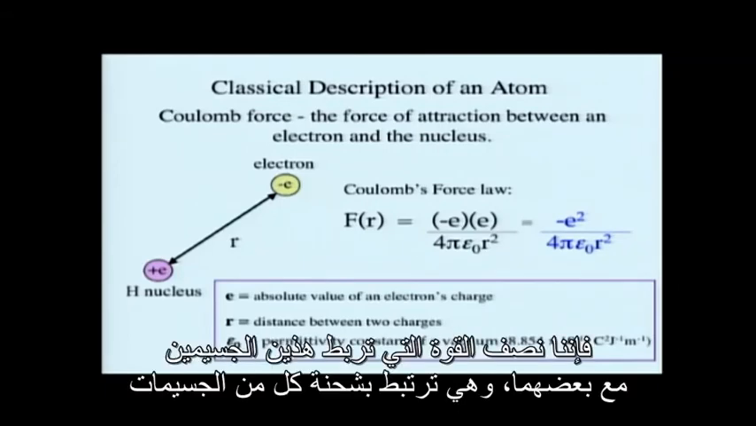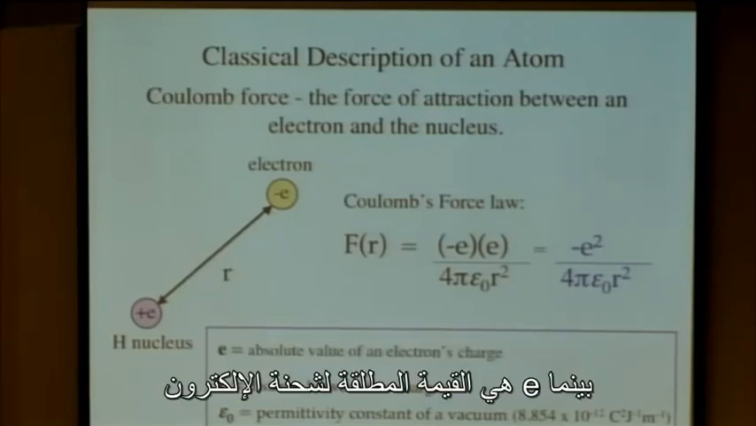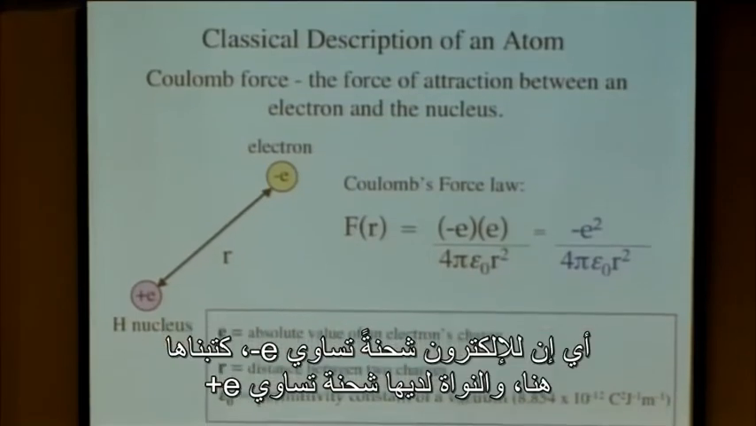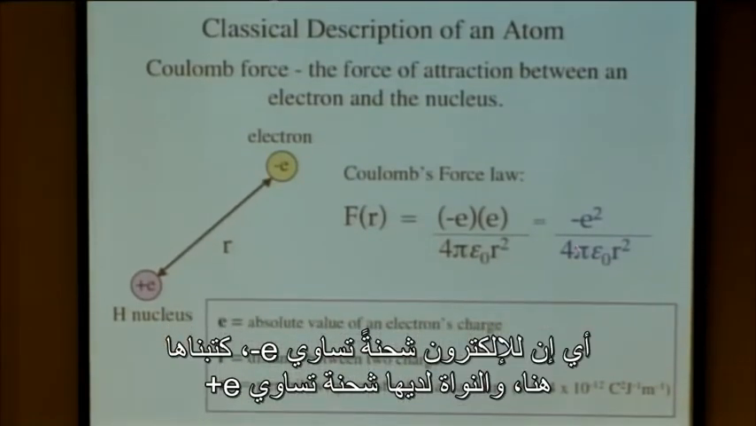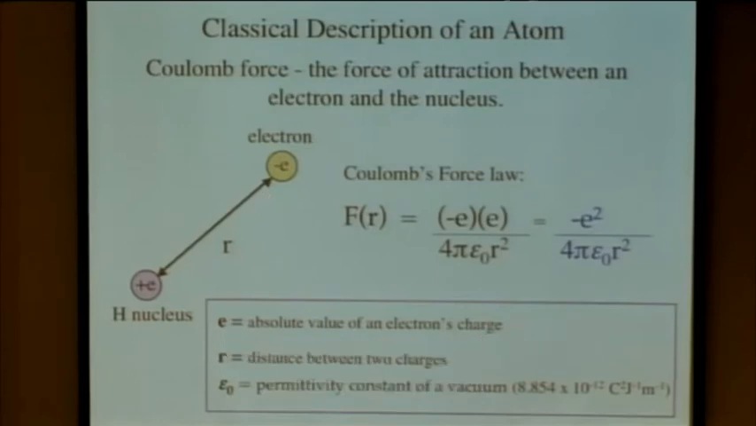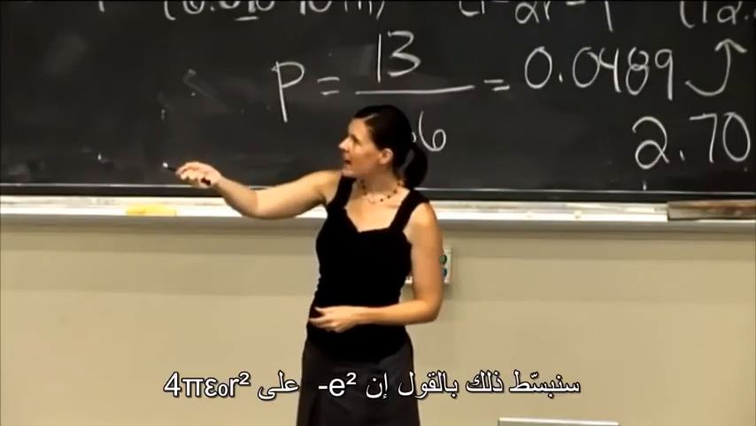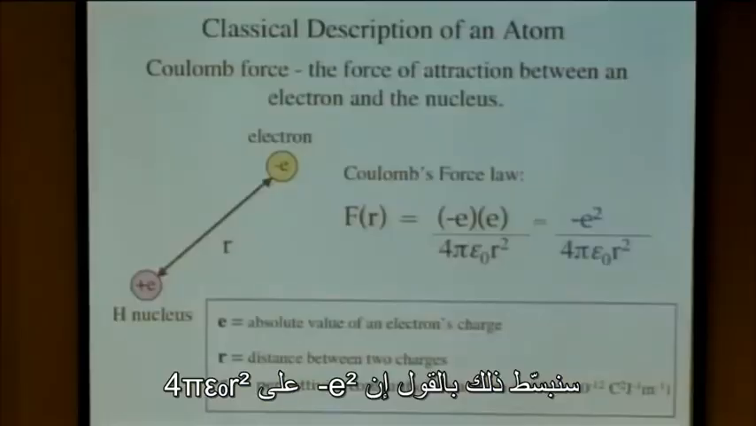So let's think about what we're saying here. We're describing the force that's holding these two particles together, and it's related to the charge of each of the particles, where e is the absolute value of an electron's charge. So an electron has a charge of negative e, and the nucleus has a charge of positive e. And then we have r, which is simply the distance between the two charges. And what we see is that the force is inversely related to the distance between the two charges. And we can simplify this expression as saying negative e squared over 4 pi epsilon naught r squared.